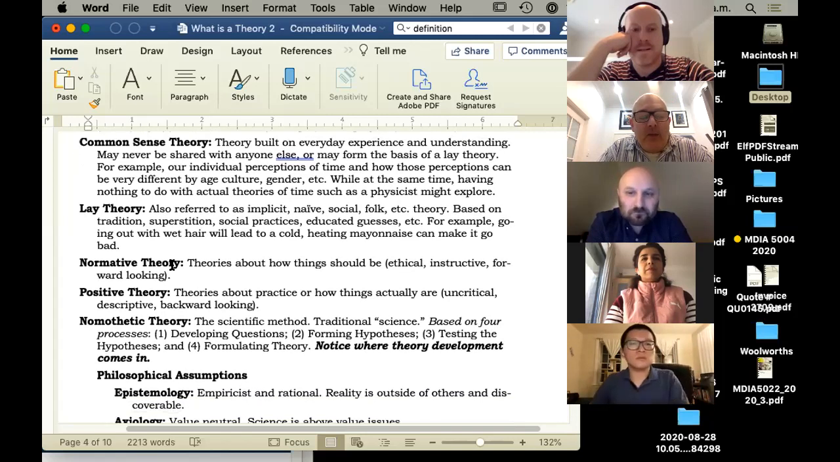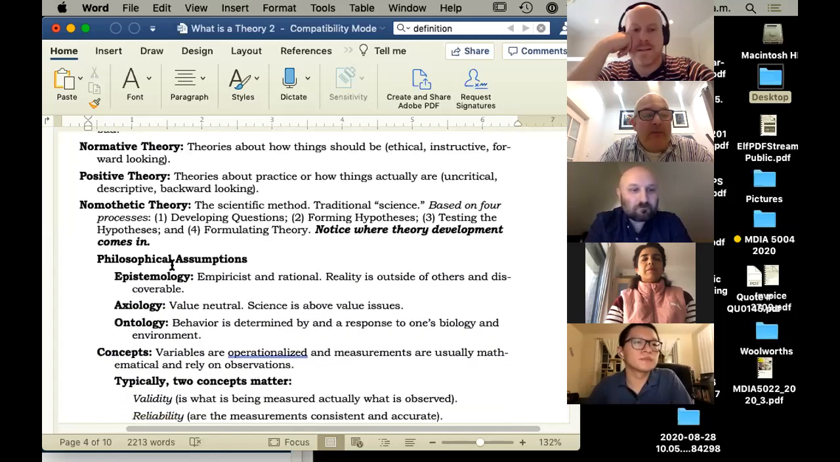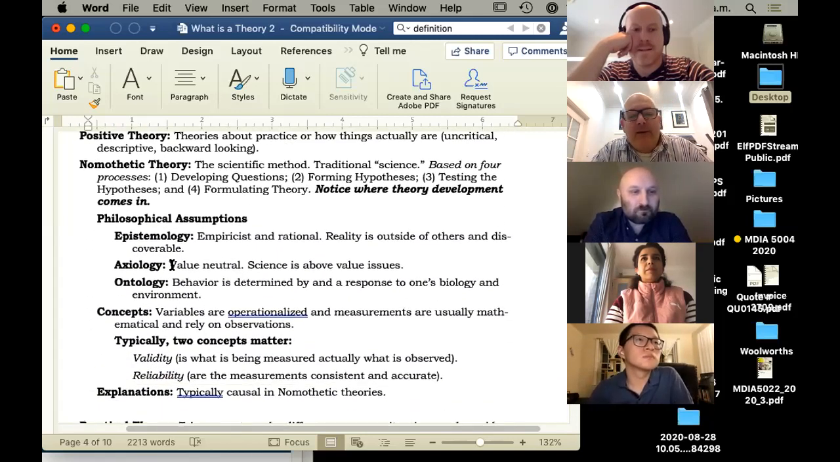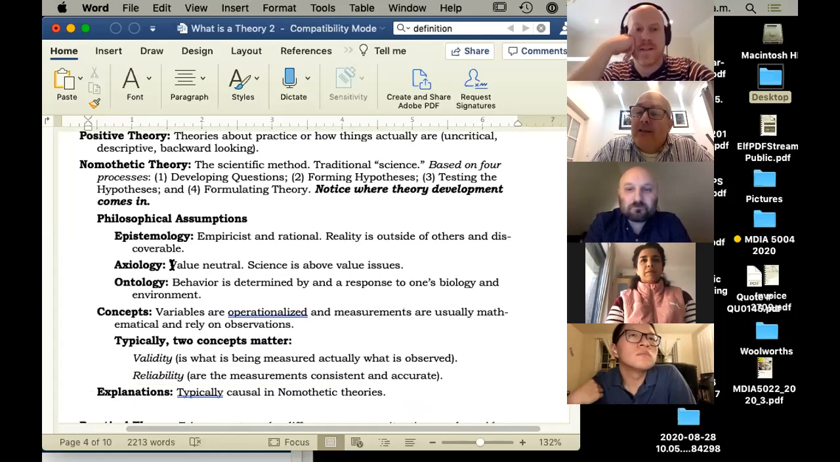Then we've got the one we all know. You may not be familiar with the term if you haven't read a theory book recently. I don't ever remember learning about nomothetic theory as an undergraduate, but basically it's your standard scientific theory, okay? Nomothetic theory is based on 4 propositions, right? We develop a question, we form a hypothesis, we test the hypothesis, and then we formulate theory.